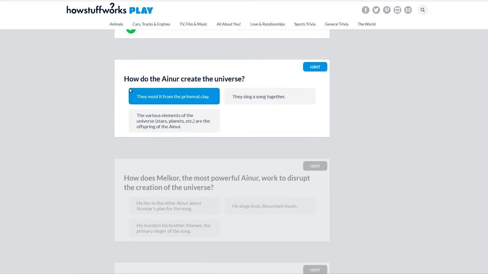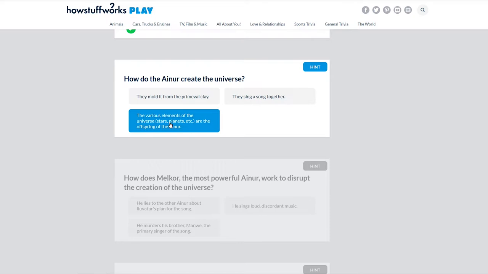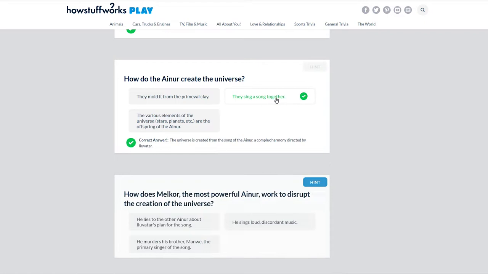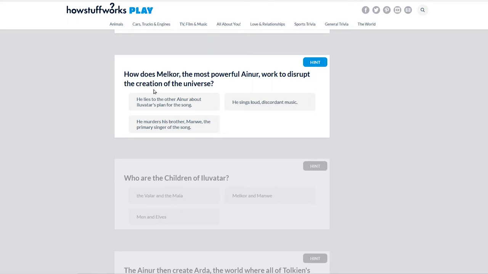Next, how do the Ainur create the universe? They mold it from the primeval clay, they sing a song together, the various elements of the universe, stars, planets, etc., are the offspring of the Ainur. This is what I was saying before, they sing a song together. Correct, the universe is created from the song of the Ainur, a complex harmony directed by Ilúvatar. Exactly.